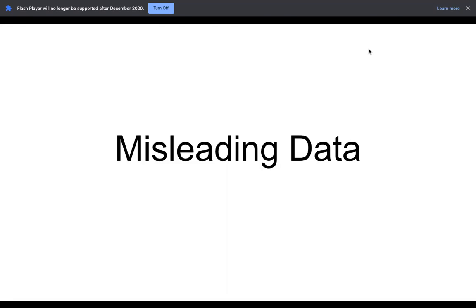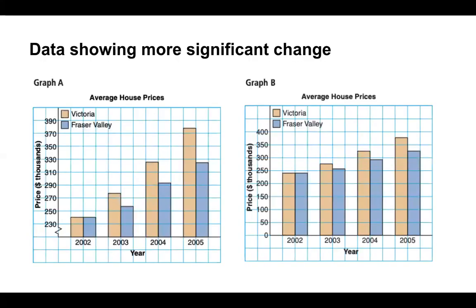So this presentation is more related to just how you can have different presentations that might be misleading. I'm just going to go through some examples and talk about why they might be misleading, just to give you a better understanding of how data can be misled. So here we have data showing more significant change.